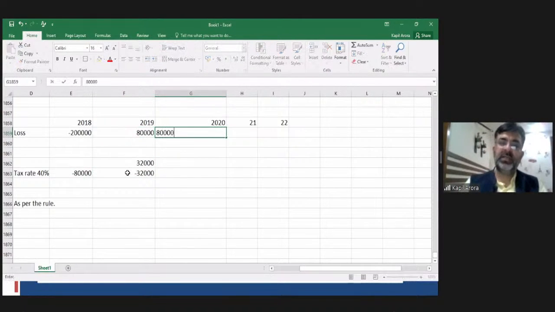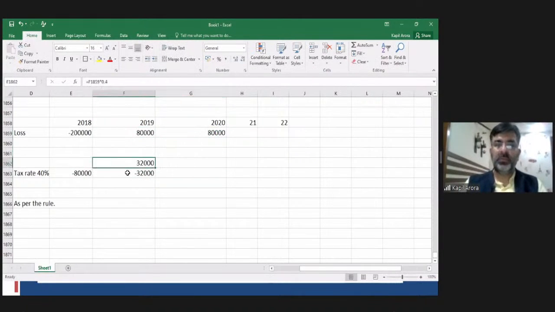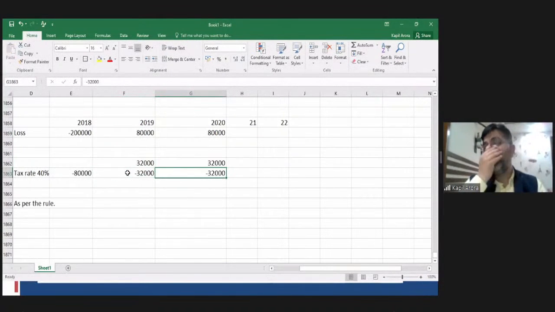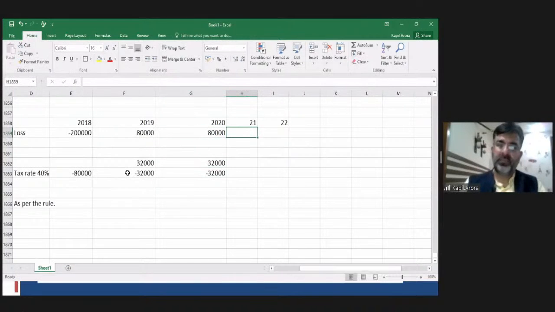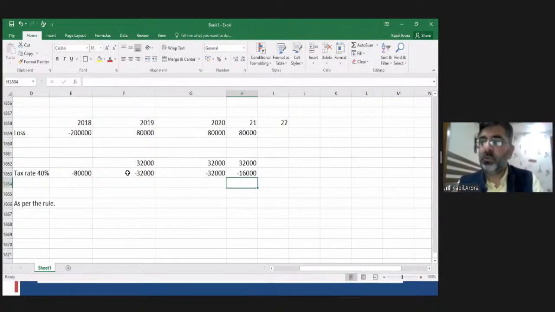Again, I got 80,000 here. So my tax would be 32,000. I said I can carry forward, or I can utilize again 32,000. 32 and 32, 64 has been utilized. I am just left with, let's assume, 16. So further, at last, I can only consume 16,000. Is that okay with everybody?